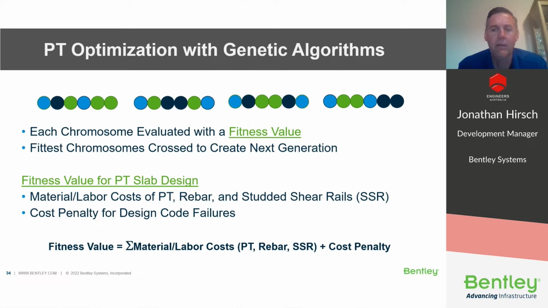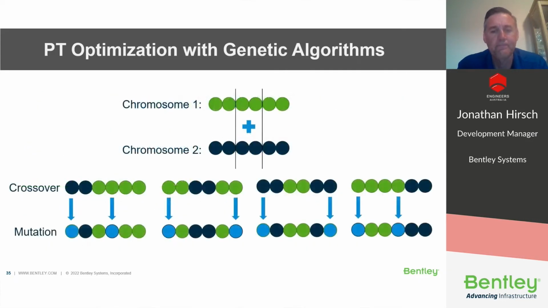But we also want to weed out potential solutions with design code failures. We don't want to include those. So one way to do that is to introduce a cost penalty for code failures. So that's added into the fitness value as well. And again, when we're evaluating fitness values, lower is better. We're looking for the most economical solution.